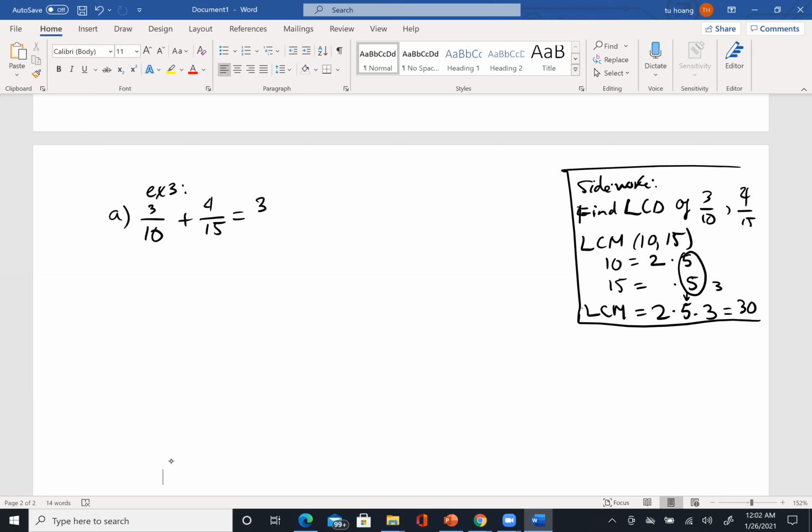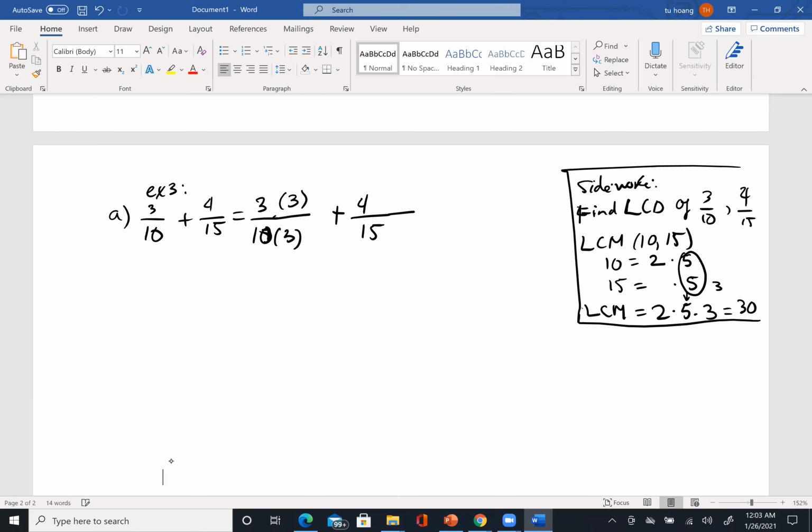Okay, so now come back to the problem here. The first term is 3 over 10, right? In order to make the number 10 become 30, I need to multiply it by 3 at the bottom. And in order to keep it consistent, I need to multiply by 3 for the top also. So then I don't change the value of the first expression.